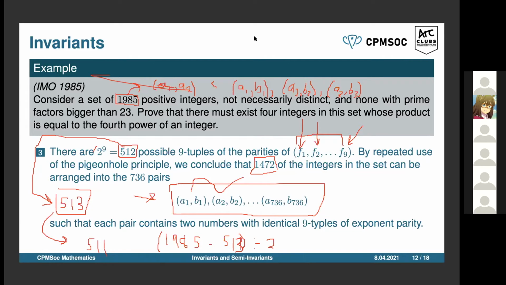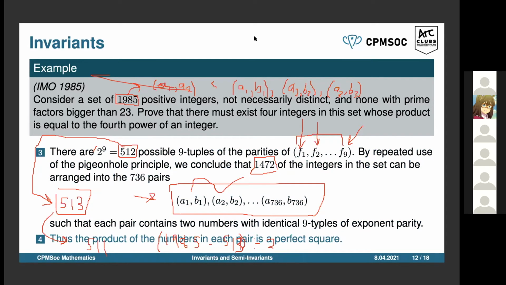This argument is quite subtle because we're applying the pigeonhole principle multiple times, and as you go, you're deleting numbers from the set of pigeons. So you've got 1985 pigeons, and you're deleting 2 pigeons each time you apply the pigeonhole principle. All right, so that's how you get your 1472 numbers in pairs. Okay, you can go to the next slide.